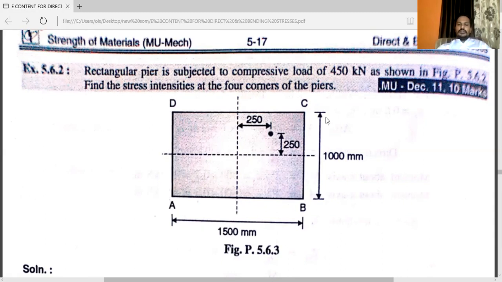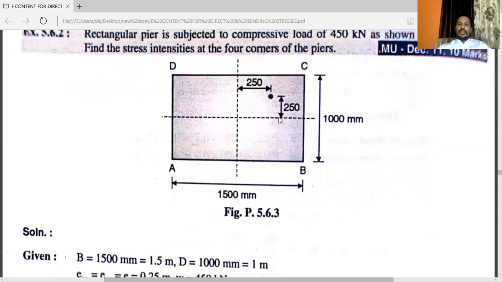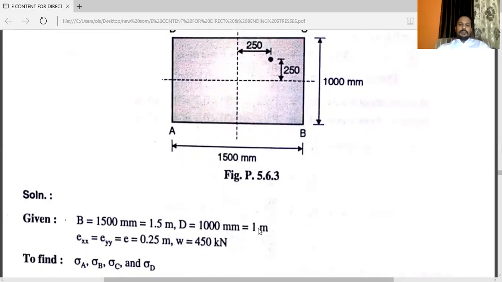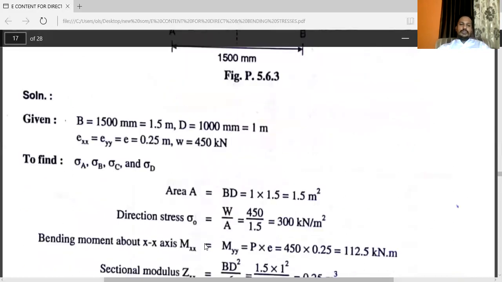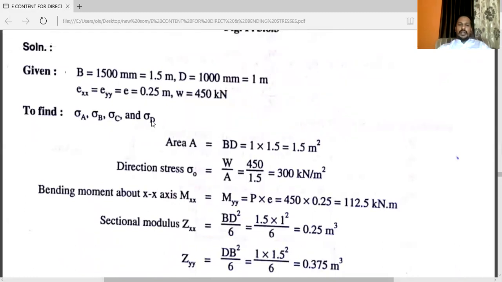Base is 1500 mm, and depth is also given, that is 1000 mm. You can see this diagram: 250 from this dotted line and 250 from this dotted line. So base is 1500 mm, that is 1.5 meter. Depth is 1000 mm, that is 1 meter. So Exx is equal to Eyy is equal to e, that is 0.25 meter, and the W is 450 kilonewton is given. To find stress at A, stress at B, stress at C, and stress at D.